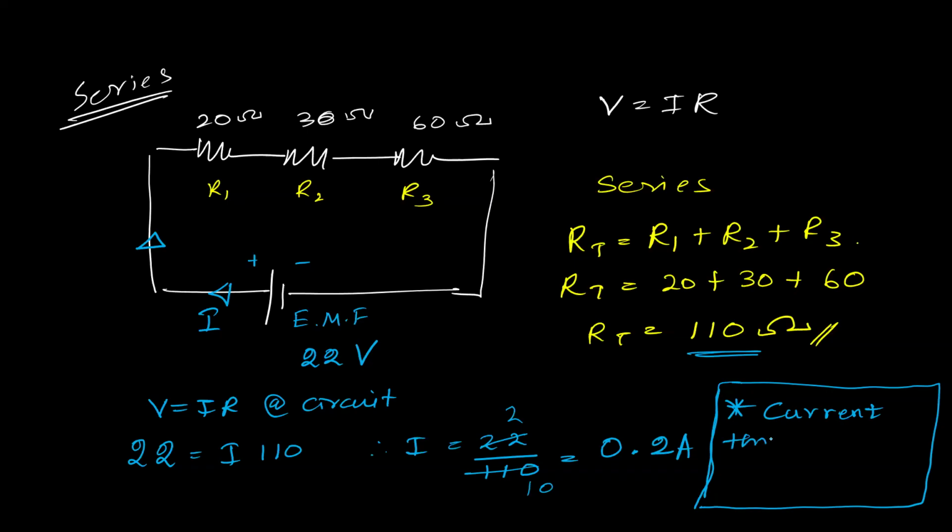Current throughout the series circuit is same, or current is same when the circuit is in series. If it is parallel, current will differ. Okay, but in series, current is same.